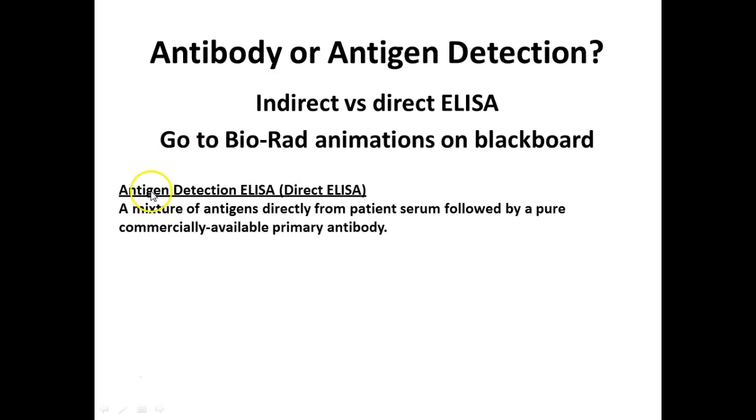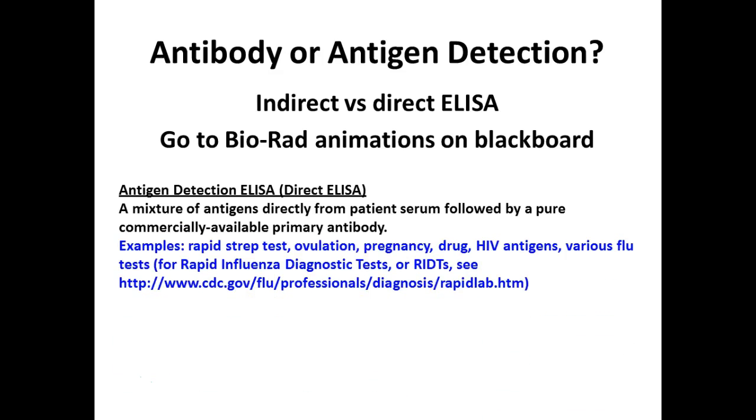So they have the antigen detection, which is the direct, and this is where a mixture of antigens directly from the patient's serum, followed by a pure, commercially available primary antibody is used, where we know what the antibody binds to. We're looking for that particular antigen. So an example of that is the rapid strep test. So when you go to the doctor's office, they're actually testing for the presence.